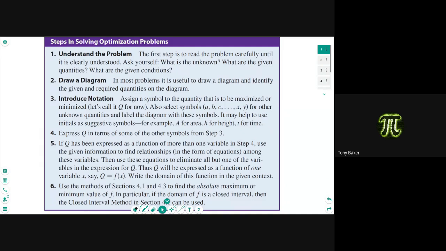Draw a diagram. A lot of these, drawing pictures definitely will help you do these problems, just like the last one we were looking at in chapter 3. Drawing pictures can be very helpful.